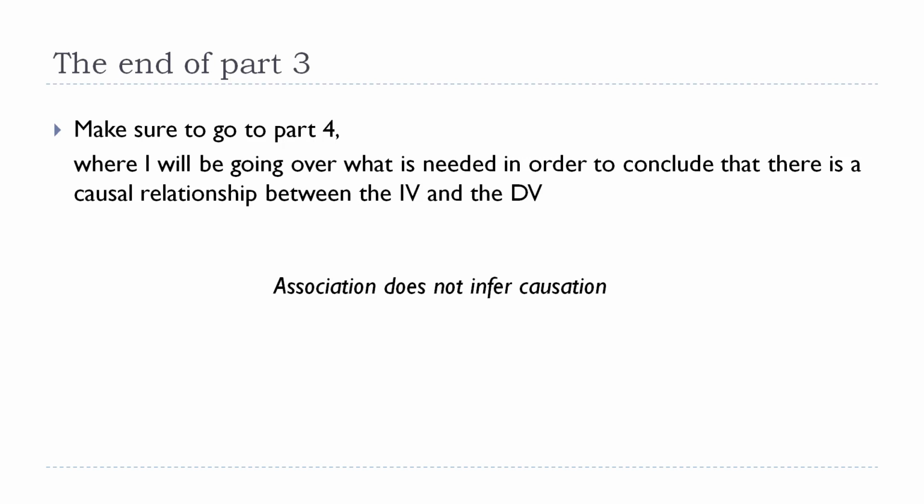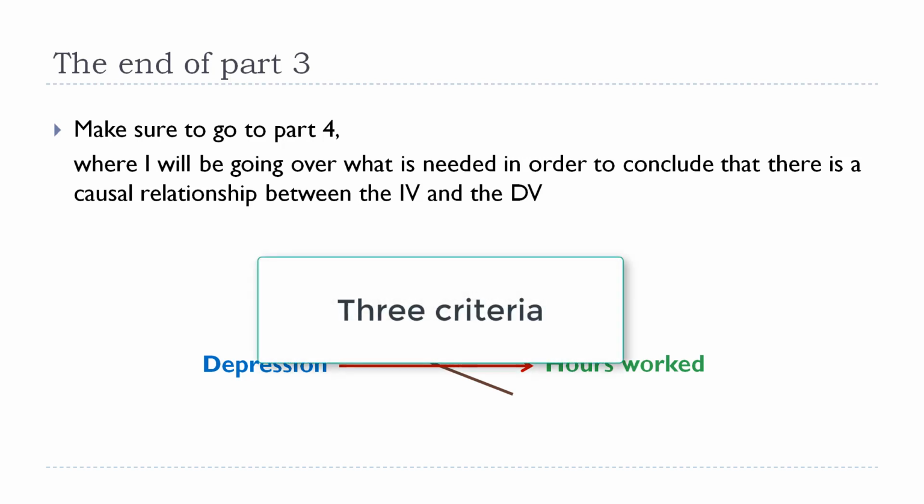So just because we see a relationship, like in these graphs, it doesn't mean that the independent variable is causing the dependent variable. Depression is not necessarily causing the number of hours worked, even though we saw a negative relationship via the made-up data. In order to say that depression is the one causing some differences in the number of hours worked, there are 3 criteria that have to be present, and I will go over those 3 next time.